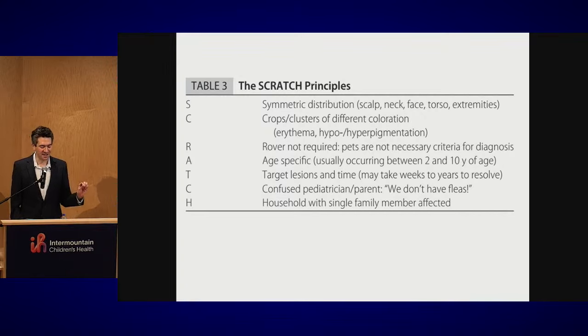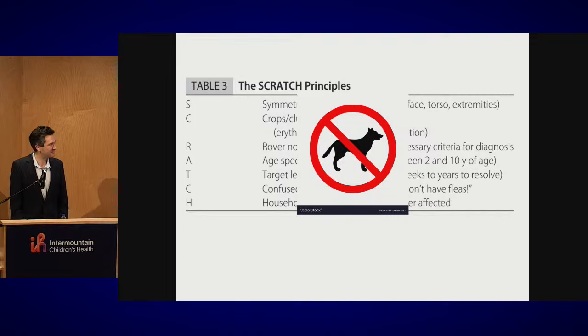T is for target lesions. They look a little bit like targets. And time. It just takes a long time, both for individual lesions to resolve and for the whole condition to go away. But kids do basically grow out of it. My favorite of them all is the letter C, confused pediatrician or parent. We don't have fleas, they say. Nobody else is being bitten. So the fact that they don't believe you means you're right. Isn't that the best? I wish all of our conditions had that. And then again, only a single person needs to be affected. So again, you don't need to have a dog.